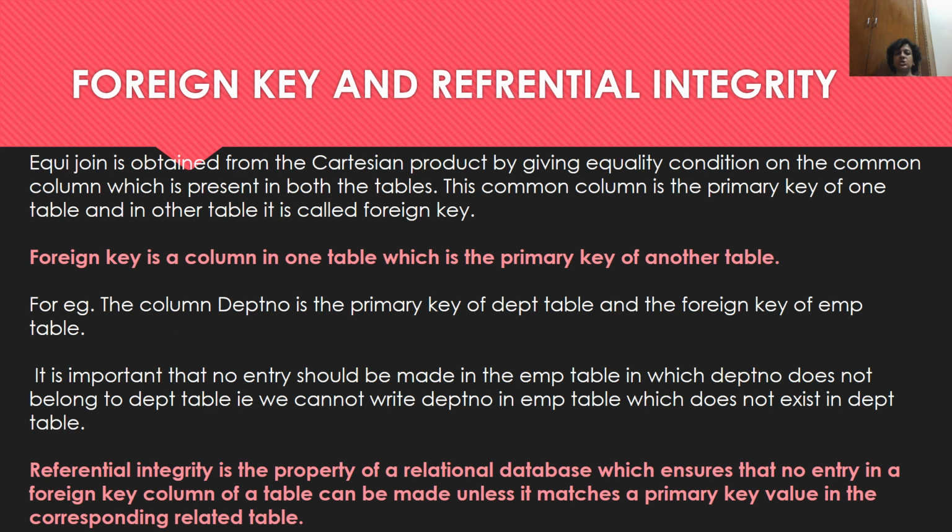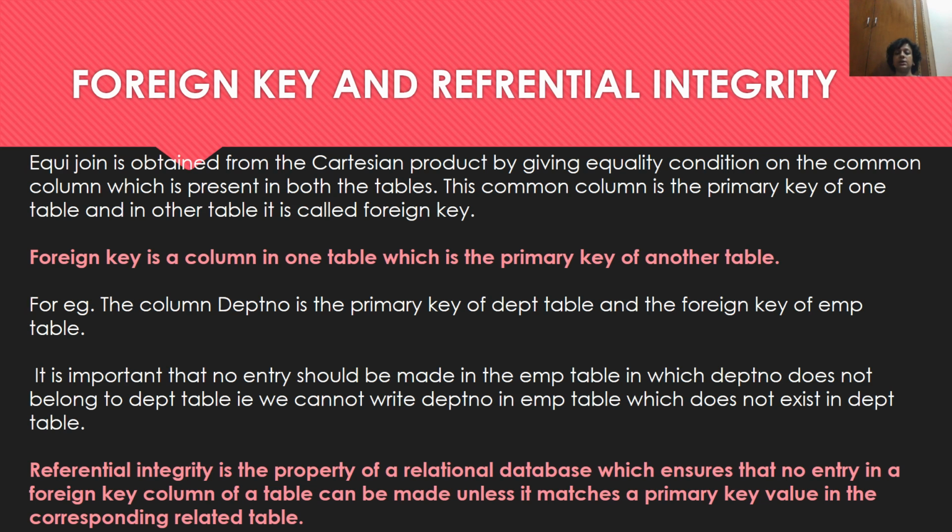Foreign key and referential integrity. Equi-join is obtained from the Cartesian product by giving an equality condition on the common column which is present in both the tables. This common column is the primary key of one table, and in the other table it is called the foreign key. Foreign key is a column in one table which is the primary key of another table. For example, the column deptno is the primary key of the dept table and the foreign key of the emp table. It is important that no entry should be made in the emp table in which deptno does not belong to the dept table. That is, we cannot write a deptno in the emp table which does not exist in the dept table.